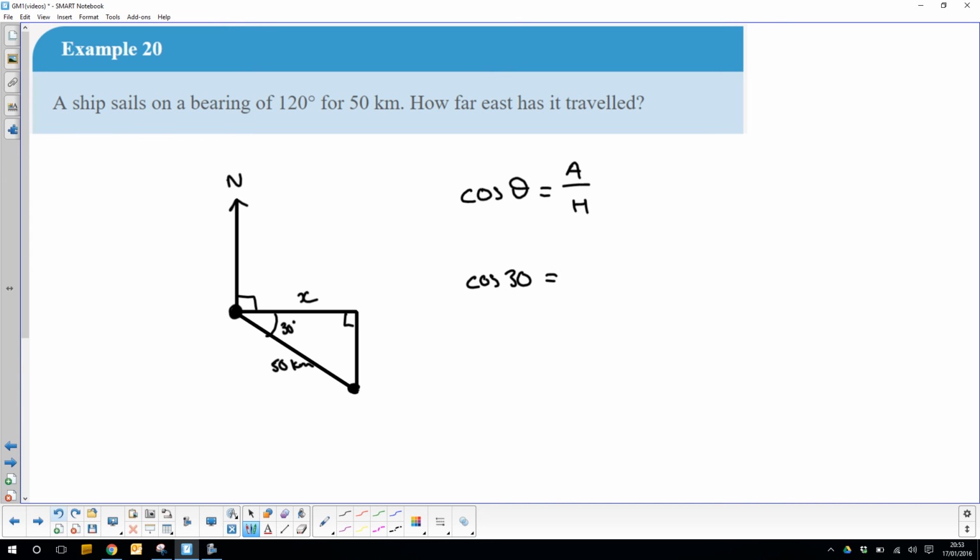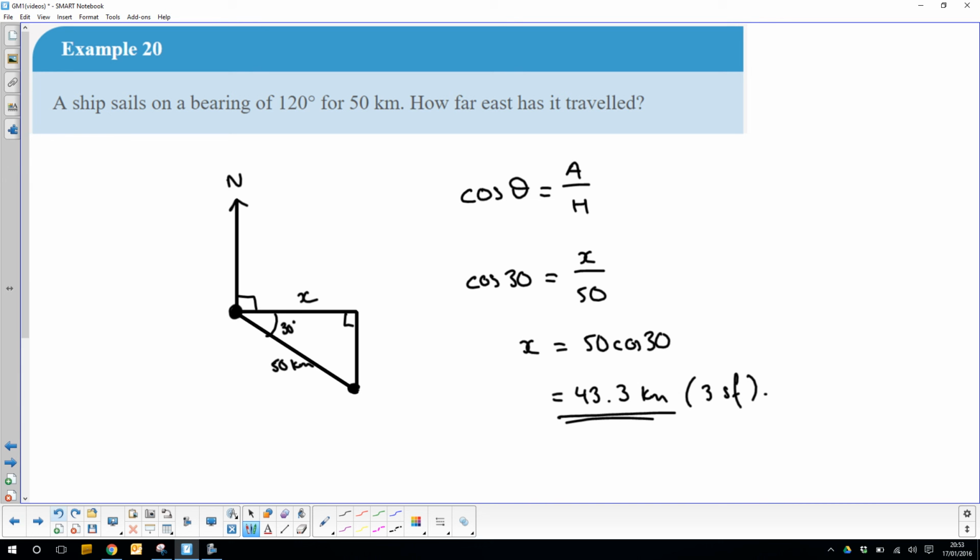Now feed in your information. Cos 30 equals x over 50. X is therefore 50 cos 30. And on our calculator, 50 cos 30 is 43.301, so I'll say 43.3 kilometres to three significant figures. So that's how far east the ship has sailed.